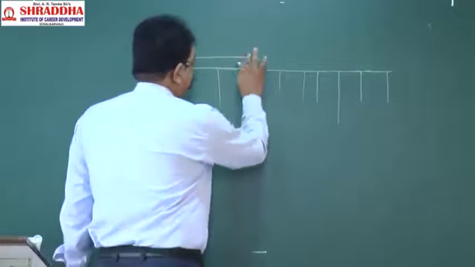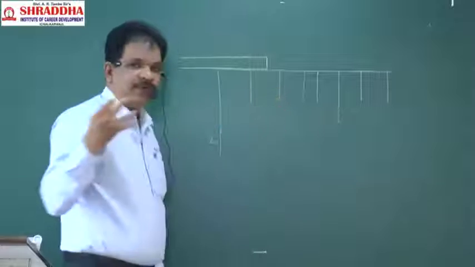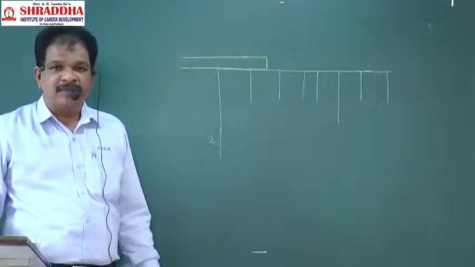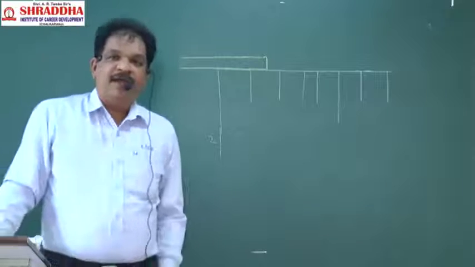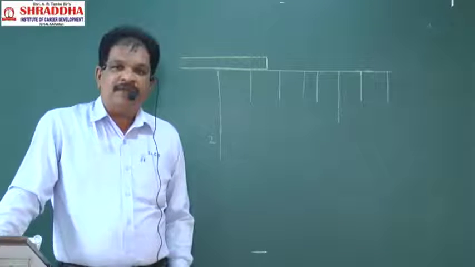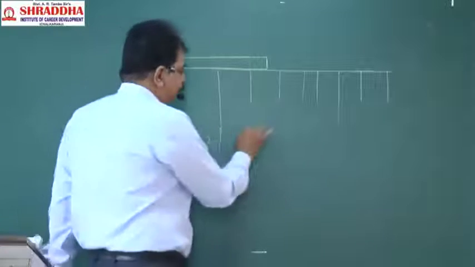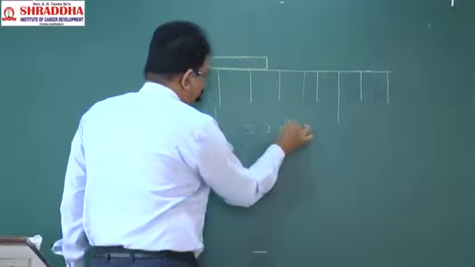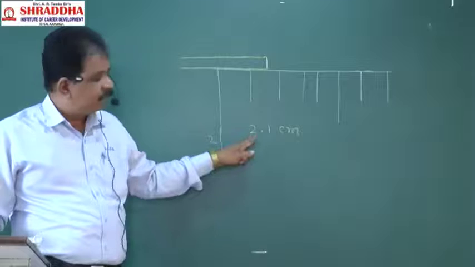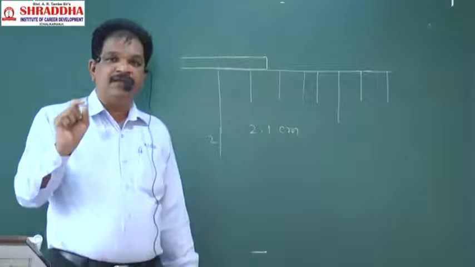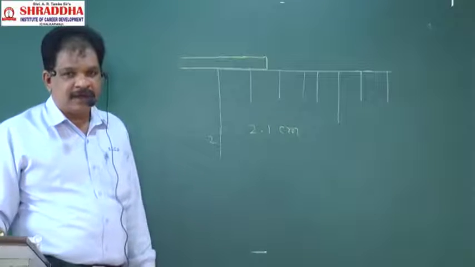But if the object came like this, how much it is, we don't know. We can't measure with that device. So in any measurement, the last digit will always be uncertain. If we measured the length of that object as 2.1 centimeter, definitely this 2 is certain. The last digit will be uncertain in any measurement. That's why error will occur.